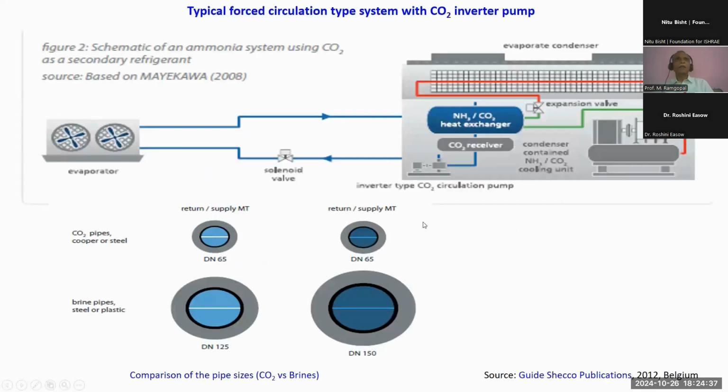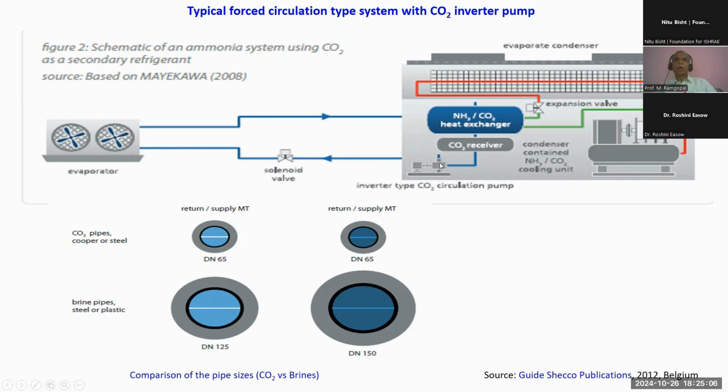So this is just an example of the advantage that you get if you are using carbon dioxide. This figure is taken from Mayekawa. You can see that it's a 2008 publication from Mayekawa. This is actually a system where ammonia is used as the primary refrigerant and carbon dioxide is used as a secondary fluid in a forced circulation loop. This is a forced circulation loop, so you can see that there is a pump here.